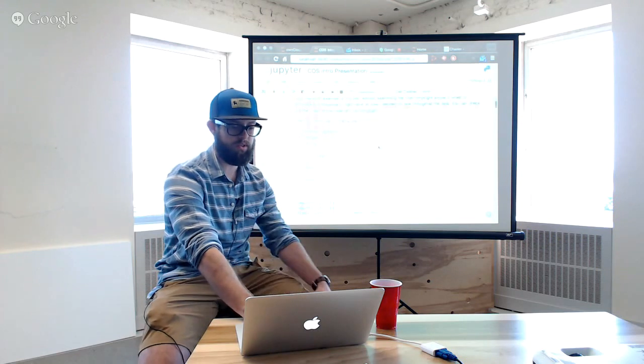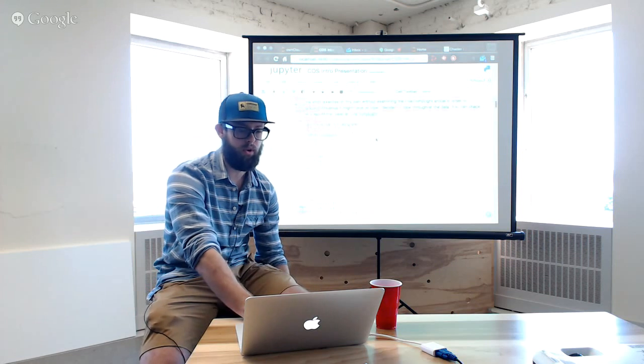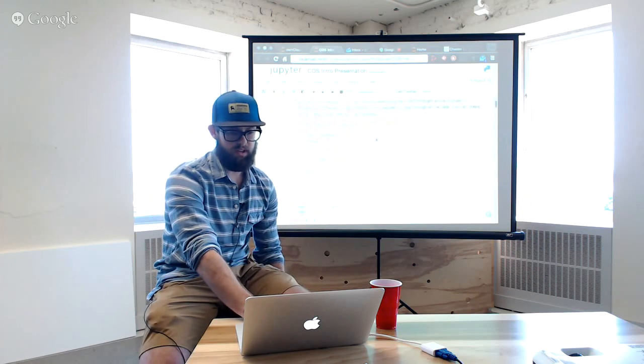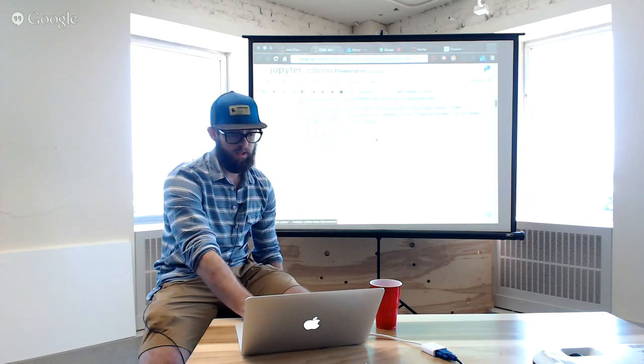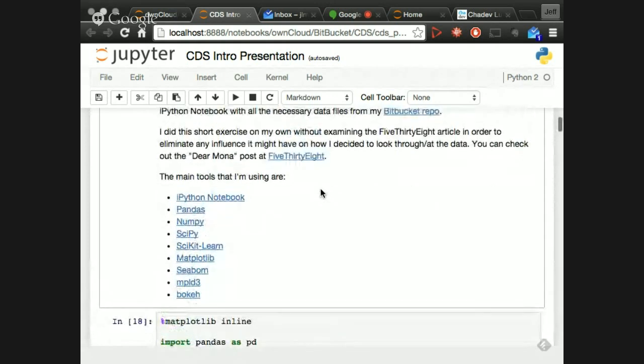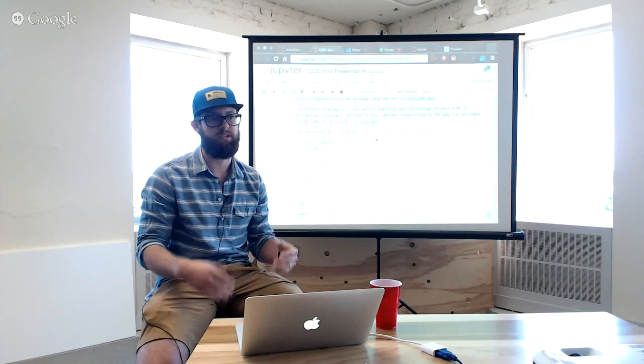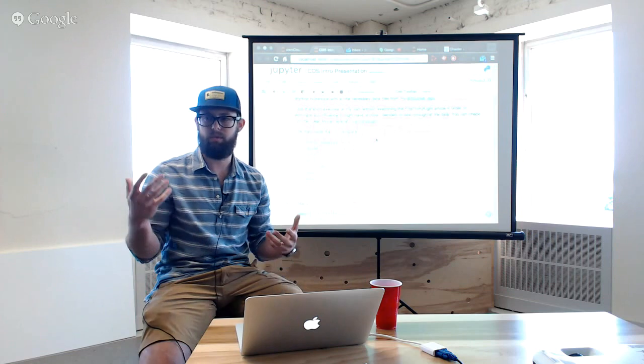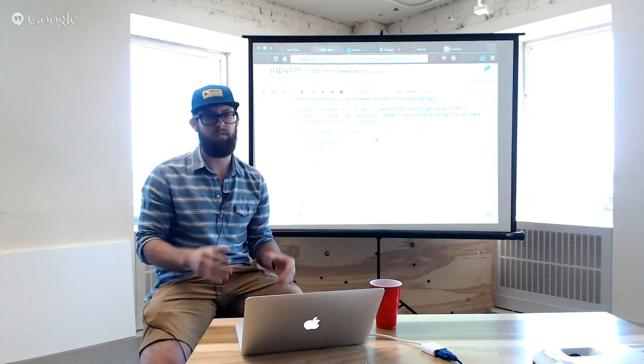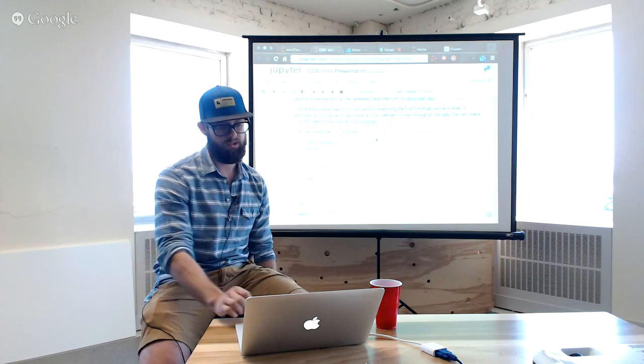So the main tools that I'm using are IPython notebook, which is what you see here. This is a really cool interactive environment for doing, I would say, prototyping of your code. You can run full-on analyses in here, but you won't put this into production. You should take whatever algorithms you generate or work with in here and put them into some sort of real production system.